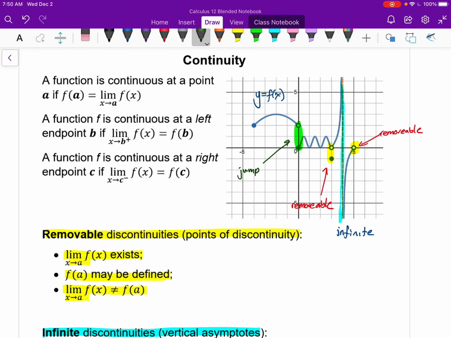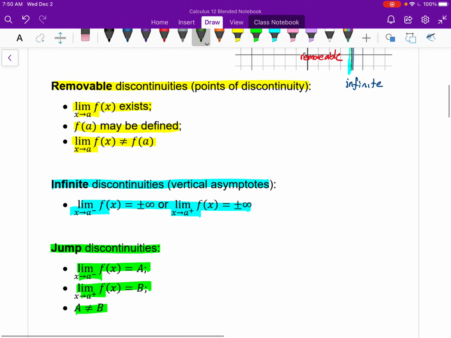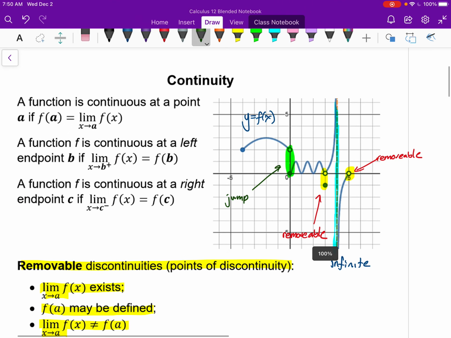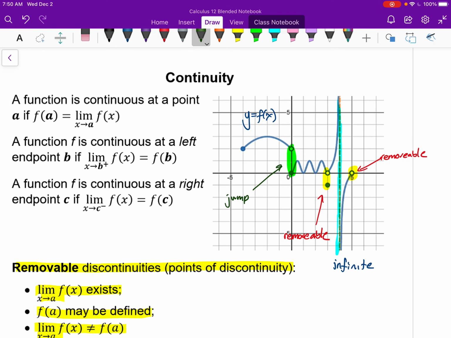While I wouldn't ignore these definitions with limits, at first I would just focus on getting a feeling for the visuals of these three types of discontinuities. These aren't the only types, but these are the three types we'll look at. A jump is just literally a jump in the graph. A removable discontinuity is related to a point of discontinuity, which you've seen before, and an infinite discontinuity is a vertical asymptote.